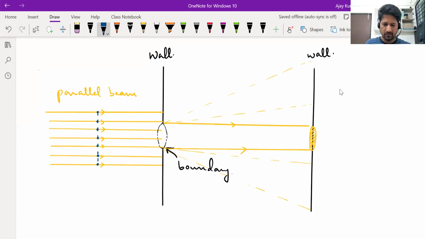You imagine wavelets being emitted by each of these sources. As the light is traveling forward, at a particular moment, let's say this set of particles got disturbed. Then this set of particles will disturb the layer next to it. So you have to imagine wavelets being emitted by each of these particles. How do you do that? You just draw small circles around them.